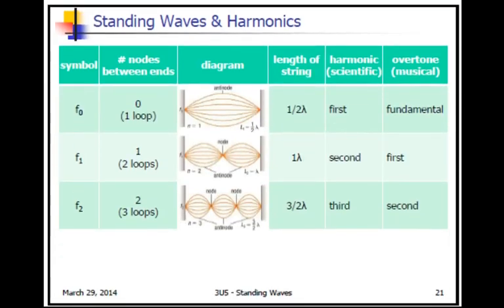So this is an important chart to copy down. Your symbols are f0, but the names of them are a little bit different. So f0 in the first case is your first harmonic. It's called your fundamental overtone. And then for one loop, for 2 loops, we have f1. That's your second harmonic, and musically it's called the first overtone.